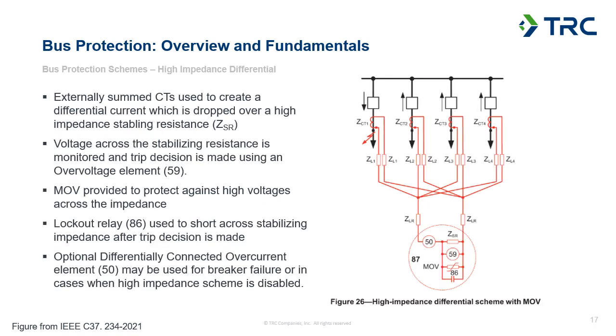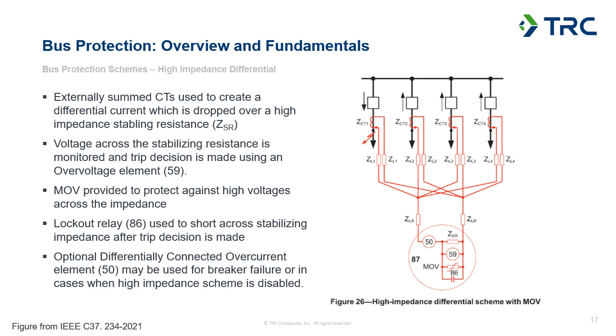So the last type of scheme we're going to look at is called a high impedance differential scheme. The scheme uses externally some CTs to provide your differential current. And instead of just being connected over the relay impedance, which would generally be a very low impedance current input to the relay, it's going to be connected over an intentionally high stabilizing resistance that we have shown down here. And that's going to drive a voltage across the stabilizing resistance that's going to be monitored to make the trip decision. So generally, we're also having some stuff to further protect the circuits here.